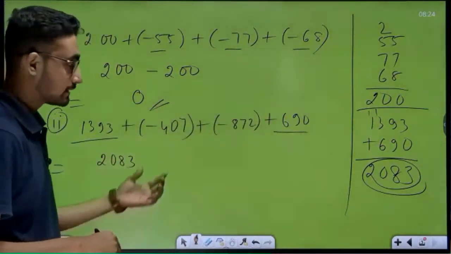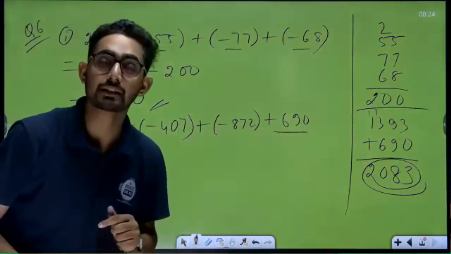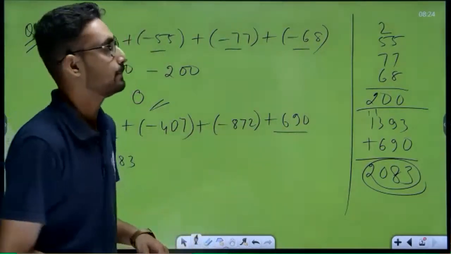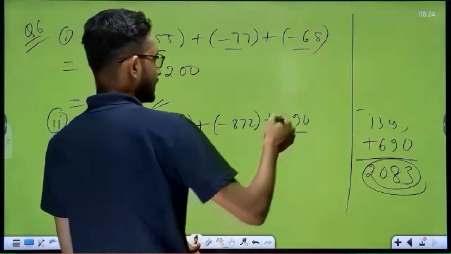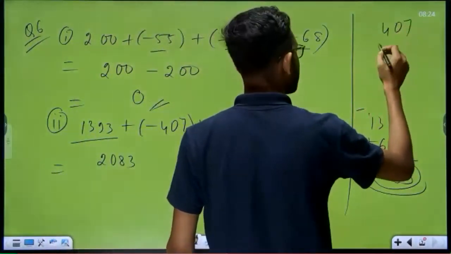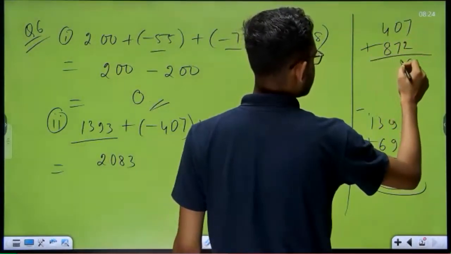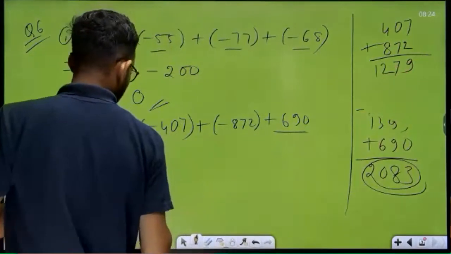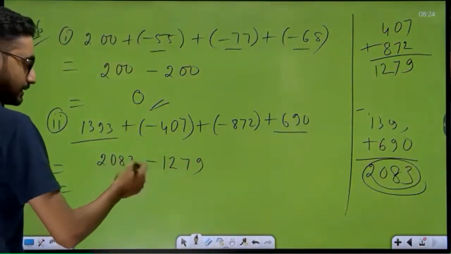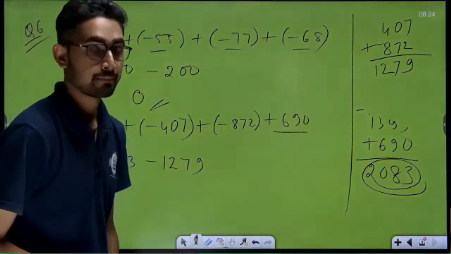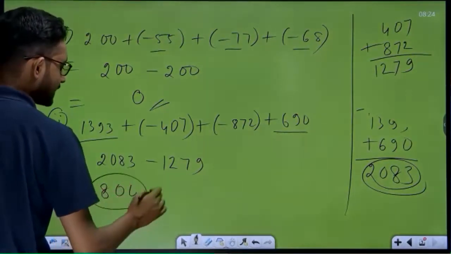Now again, these two numbers are also negative. And we know when both numbers are negative, in that case we can add them. So we'll add again. Very simple. Addition कैसे करते हैं? 407 addition with 872. So 9, 7, 12. So write down all of you, minus 1279. And when you cancel out these two numbers, then the answer will become how many? 804. Yes, that is the correct answer.